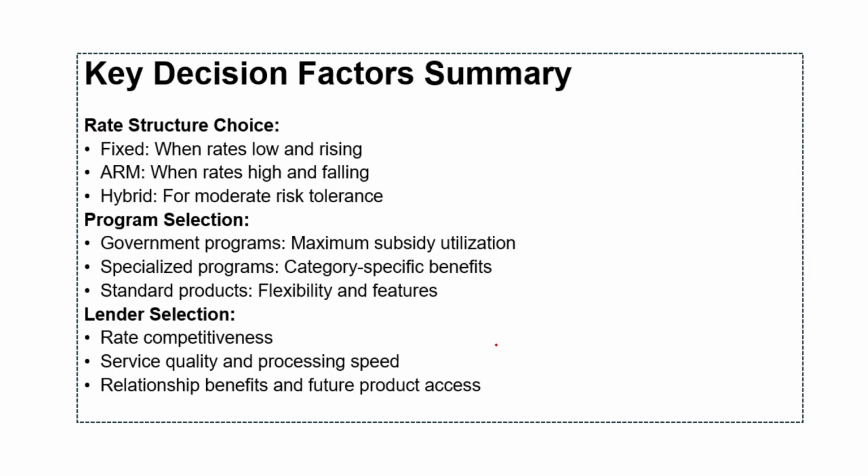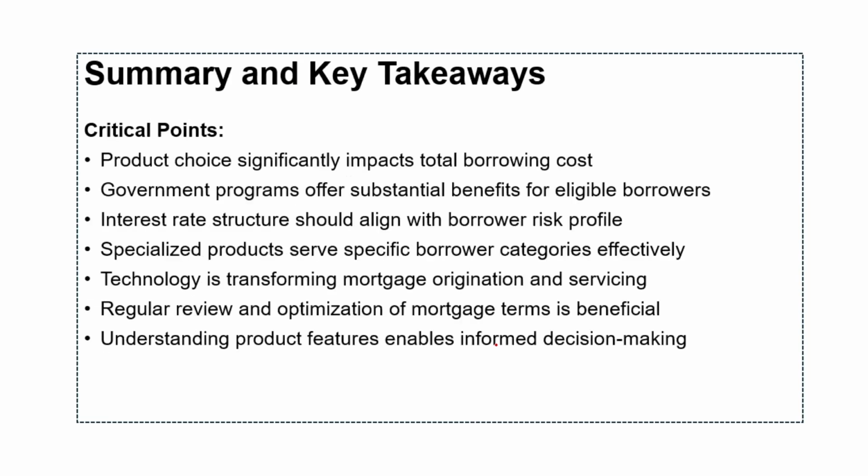So key decisions: what rate structure you go for, fixed, ARM, hybrid, what program you are selecting, government program, central or state, and lender selection, what lender you are going with, so that you can compare rates, which is rate sensitive. So basically we have covered these different products here, and this is the summary, the overall takeaway from this lecture. Hopefully this has added to your knowledge, and you will understand these products more on your own. Thank you so much.